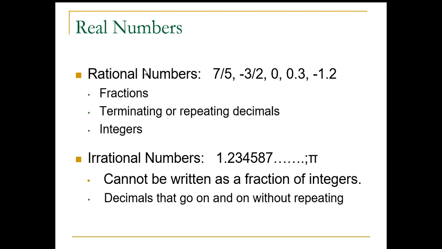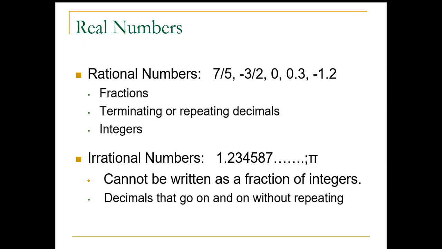What does it mean, rational numbers? We have three parts in rational numbers. We have the fractions. Fractions are called rational numbers. For example, here, if you see 7 over 5, this is a rational number. Okay, this is a fraction. Minus 3 over 2, this is a fraction. Terminating or repeating decimal. We have 0.3 here and minus 1.2, which are terminating decimals.